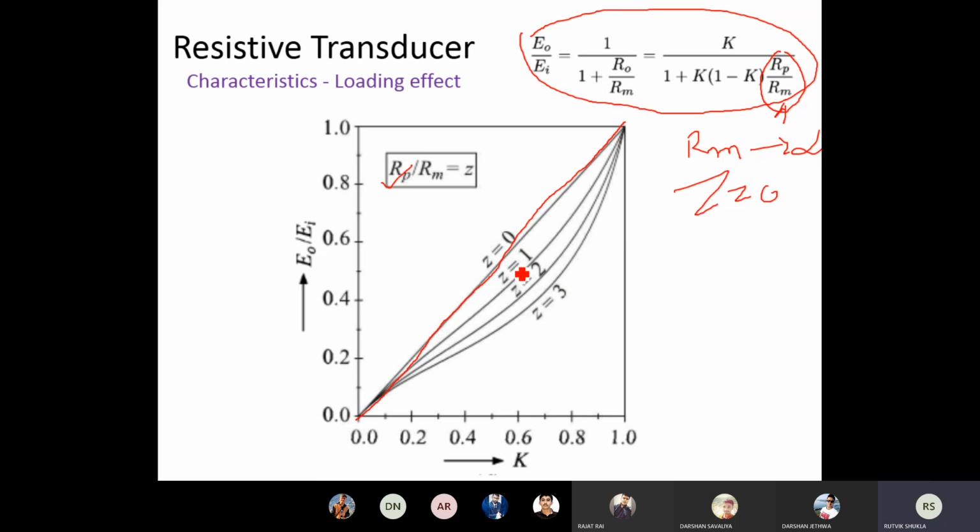But as Z keeps on increasing, in case when Rm is not infinite, it means now Z becomes significant. Now as the value of Z keeps on increasing, you can see that your output characteristic deviates from the ideal value. Clear? This is what the loading effect means, and this is how the loading effect gives an error in the entire measurement process.